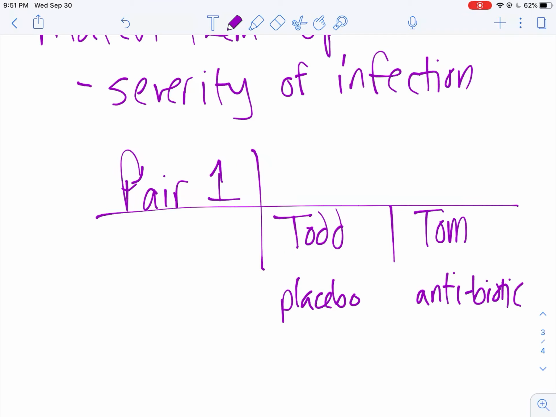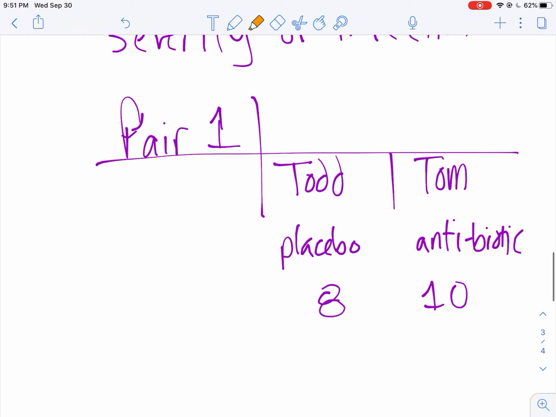We check like 2 weeks later. We give them this sinonasal test, and then we measure it. And I'll be honest, I don't know the scale of this, but let's say Todd scores an 8. Tom scores a 10. Then we look at the difference between them. We'll say placebo minus antibiotic is -2. So what we did was we matched them up because, let's say, they both had moderate. That was their similarity here.